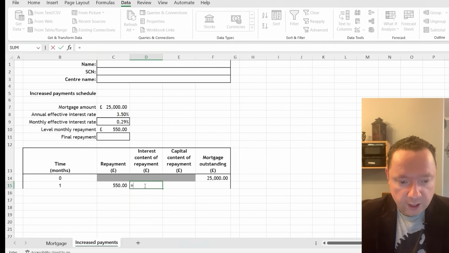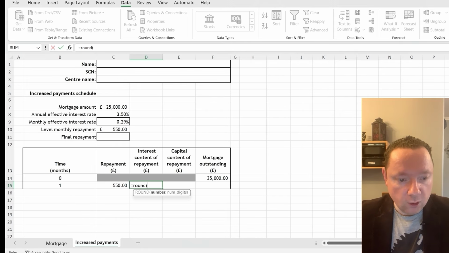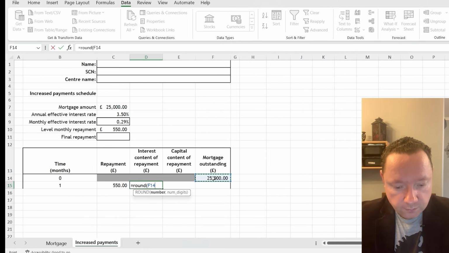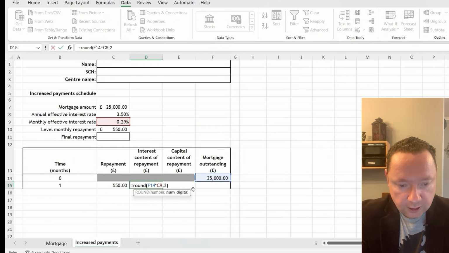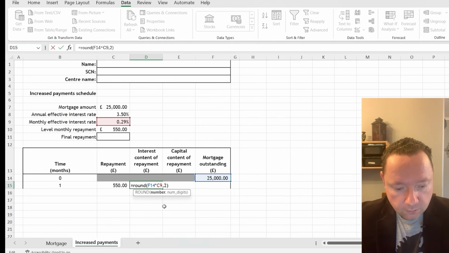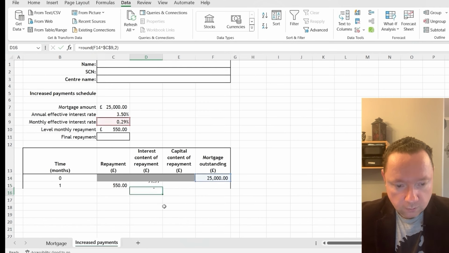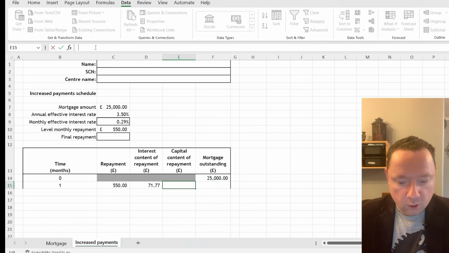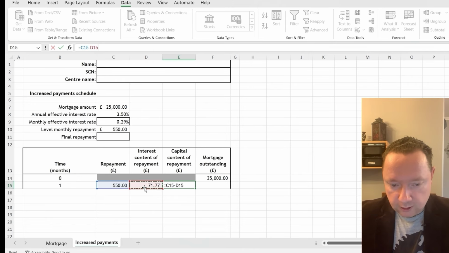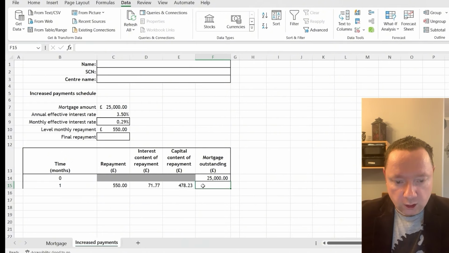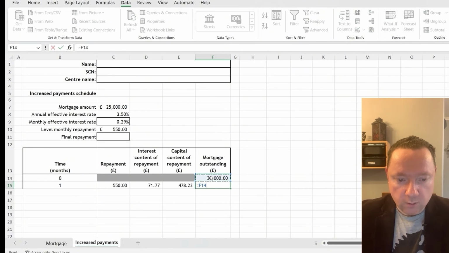Interest content of repayment, as per usual, equals round, and we're going to do this times the monthly effective interest to 2 decimal places, and make sure you put dollars on anything outside the table. Capital content equals the repayment minus the interest, and mortgage outstanding equals the mortgage minus the capital.